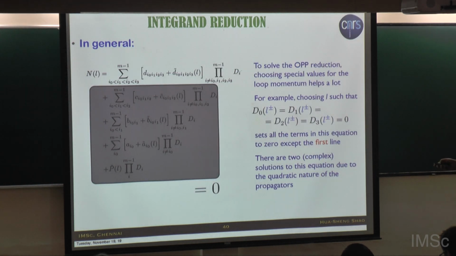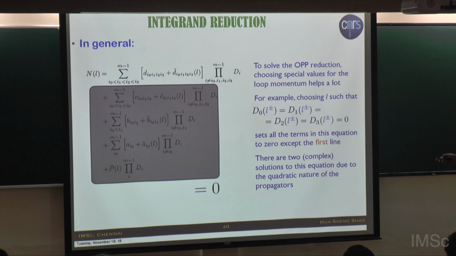So the general idea is the same, right? First, to solve the OPP reduction, you need to choose that only the 4 propagators are 0, and the other propagators non-zero, right? Then, for triangles, it must be 1, because you just exclude 3, so all the others are 0. Then solve these equations and get the D.